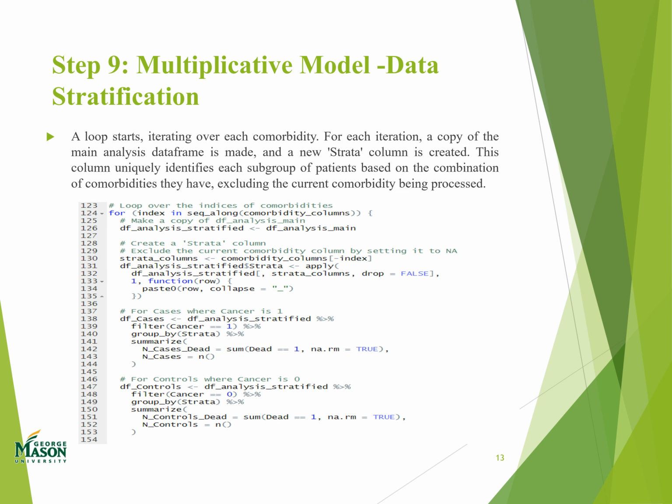Step 9 is data stratification of the multiplicative model. A loop starts iterating over each comorbidity. For each iteration, a copy of the main analysis data frame is made, and a new strata column is created. This column uniquely identifies each subgroup of patients based on the combination of comorbidities they have, excluding the current comorbidity being processed.